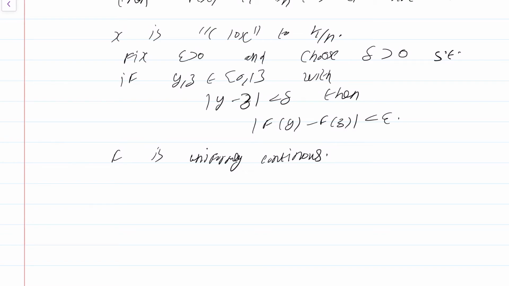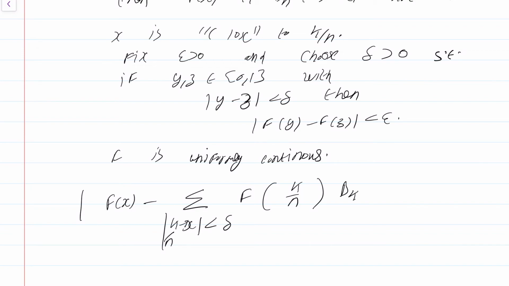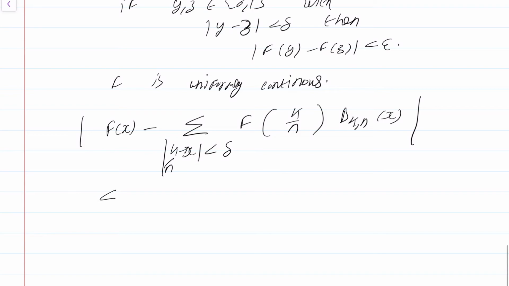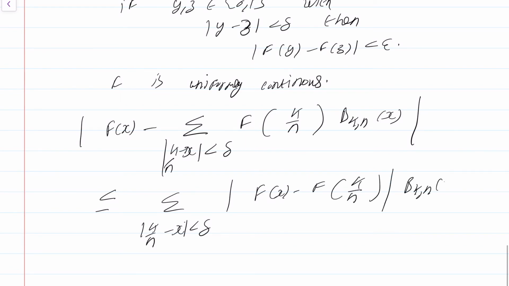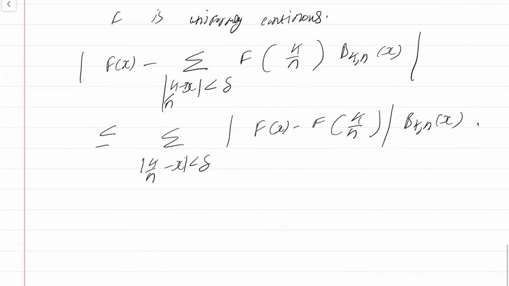Okay, so now we need to again analyze mod f of x minus the summation over k by n minus x less than delta of f of k by n times b k n of x. This is less than or equal to the summation over mod k by n minus x less than delta of mod f of x minus f of k by n times b k n of x. By the exact same argument that I had highlighted when we had a similar inequality in the previous part, but now we are summing up over those k by n where mod k by n minus x is less than delta, and by uniform continuity this is just going to be less than epsilon times 1, which is epsilon.